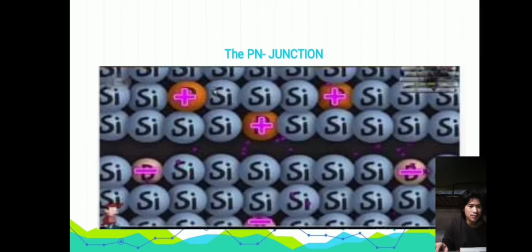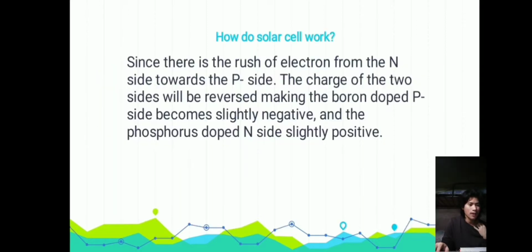depletion region. Ang mangyayari kasi dyan, guys, since there is the rush of electron from the N side towards the P side, the charge of the two sides will be reversed, making the boron dope P side become slightly negative and the phosphorus dope N side slightly positive.